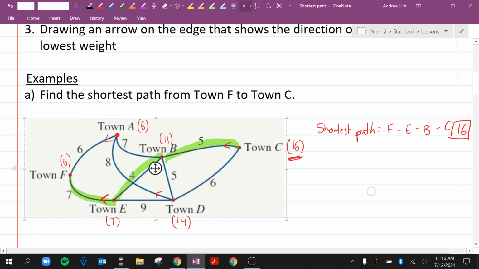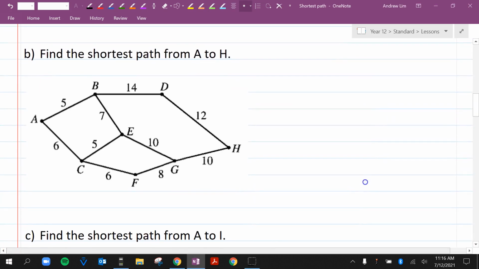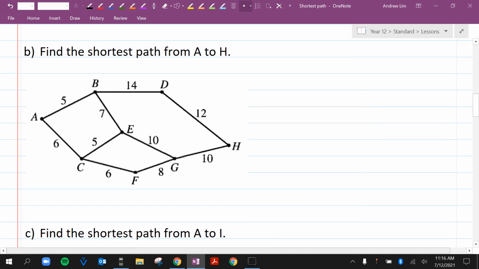Alright, let's have a look at question B. Find the shortest path from A to H. So I'm going to start with A, which I know is going to be 0. So from A to B, the shortest way to get there is 5, right? Just eyeball it, we can see 6, 5, 7, that's going to be more than 5. So I'm going to write 5 for B, put the arrow.